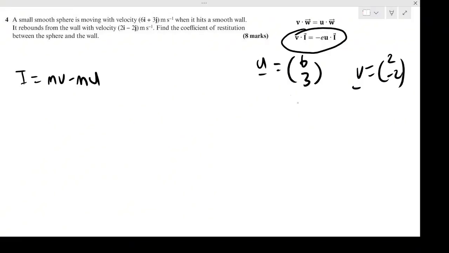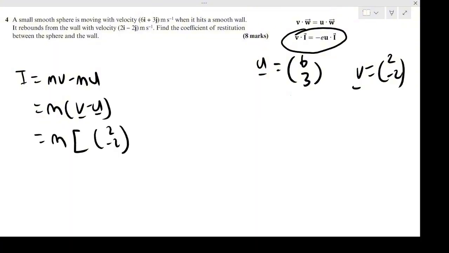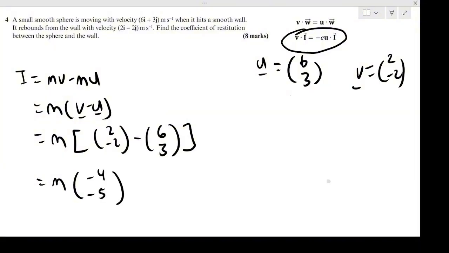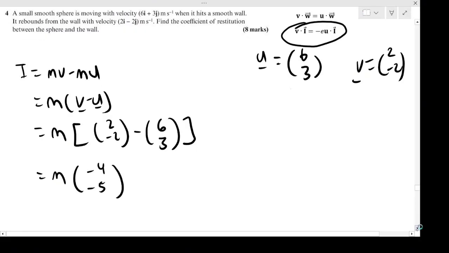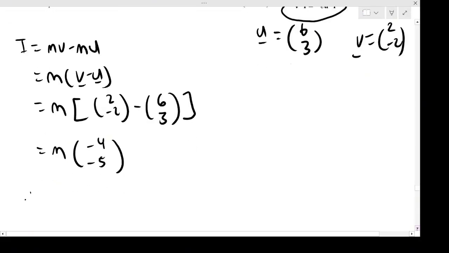Let's proceed with this. I can factor an m out, and that'd be m times v take away u. So that's m, and then v is 2, minus 2, take away u, which is 6, 3. Simplifying that, we get m lots of 2 minus 6, which is minus 4, and minus 2 minus 3, which is minus 5. And so you can probably spot that the direction vector is going to be minus 4, minus 5.